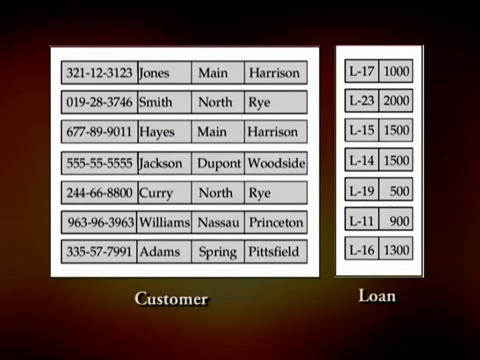For example, a person entity set, a loan entity set. Look at the figure. There are 2 boxes. Each box represents the entity sets customer and loan, consisting of entities customer and loan as its elements respectively. The given figure describes customer and loan entity set.